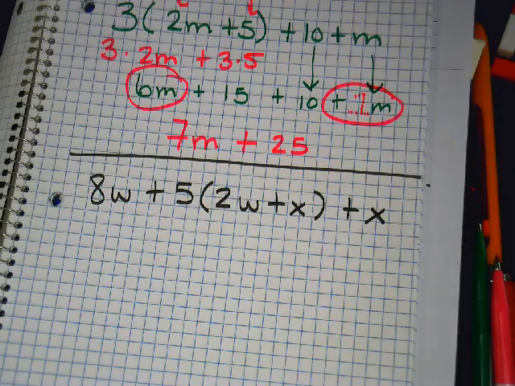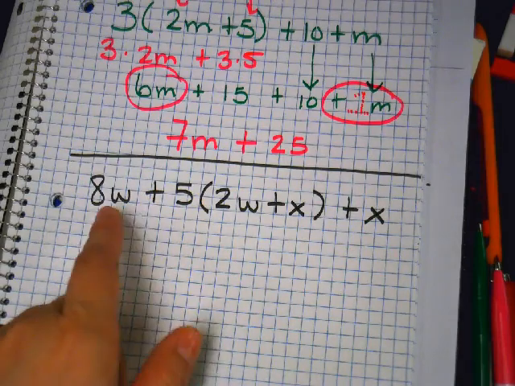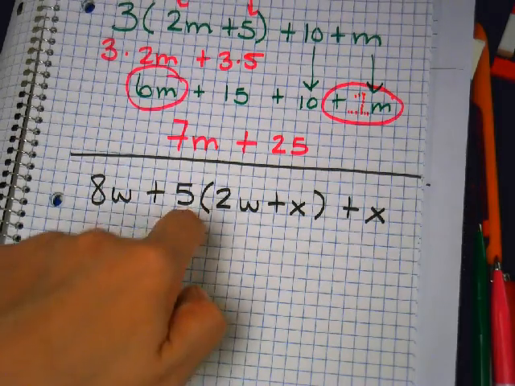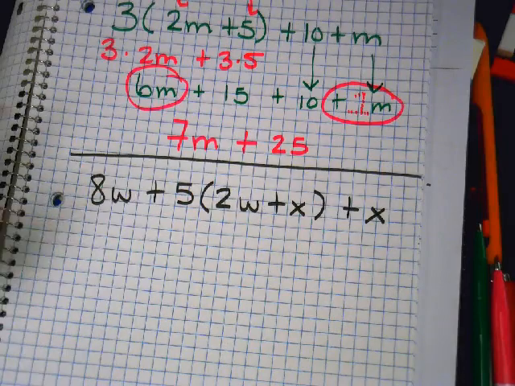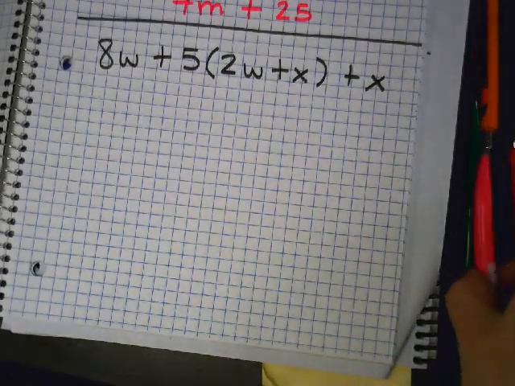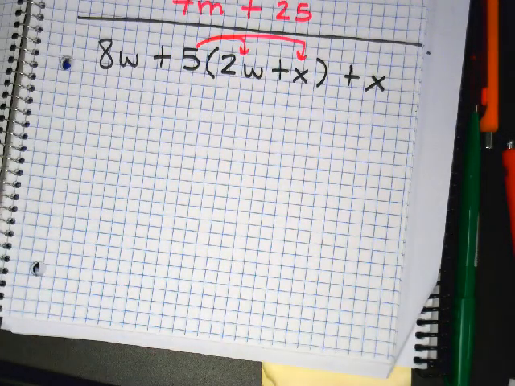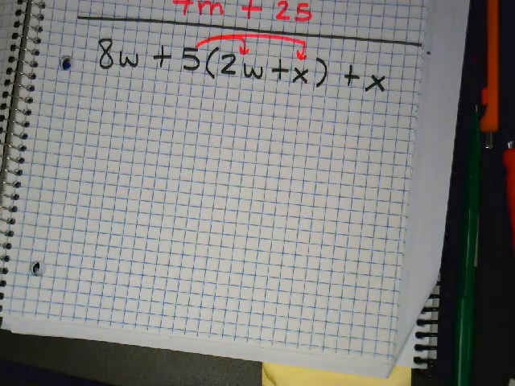All right. What do I distribute? What number do I distribute? The 5, because it's next to the parentheses. So I tricked you. I put the 8 first, but that's not attached to a parentheses. The 5's attached to the parentheses. What do I give the 5 to? Who do I give it to? The 2w and the x. The things inside the parentheses, not the things outside the parentheses.